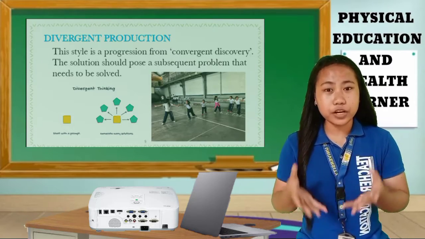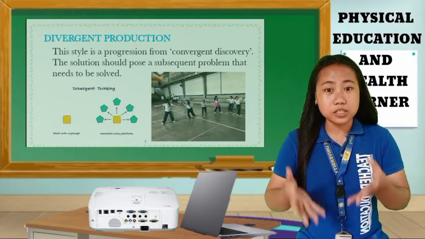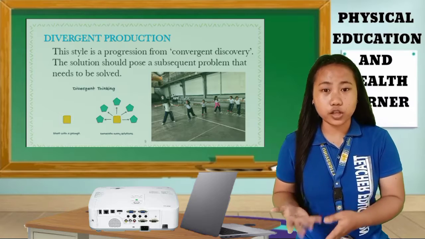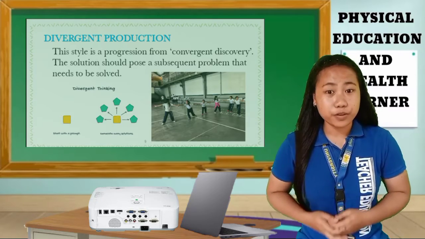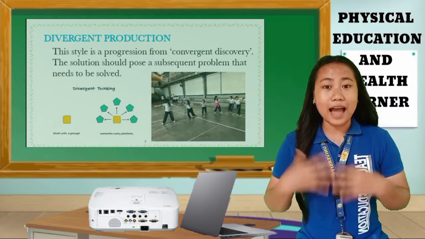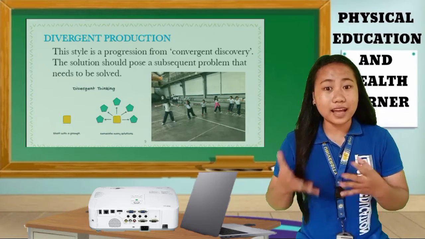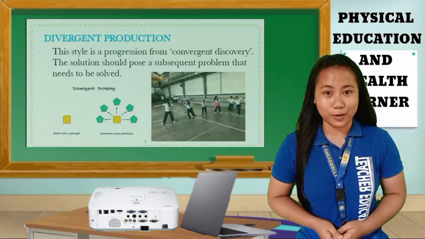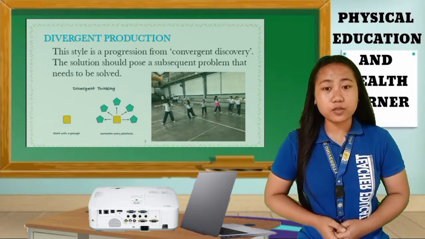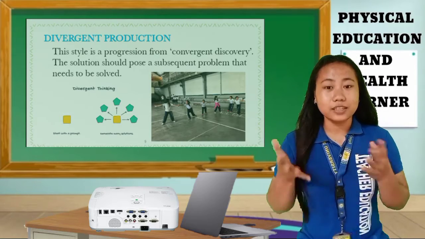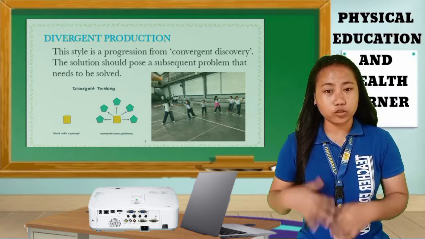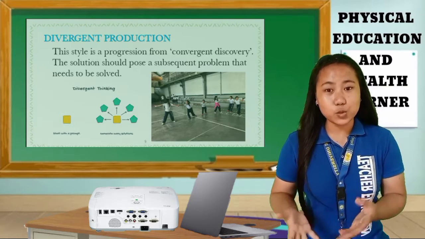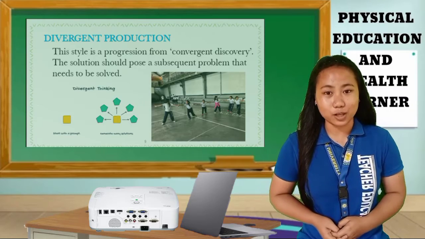Then after they solve or give the answer to that question, you should pose another question or subsequent problem from the solution they give until they discover the tactics or techniques on how to play patintero. And that is what divergent production is. Divergent meaning you are going to diverge the solution to another problem. That's why it is divergent production.